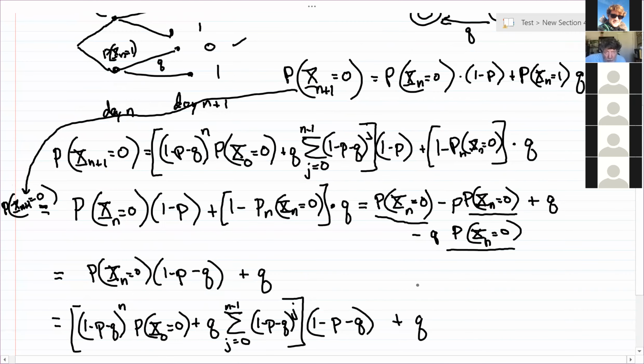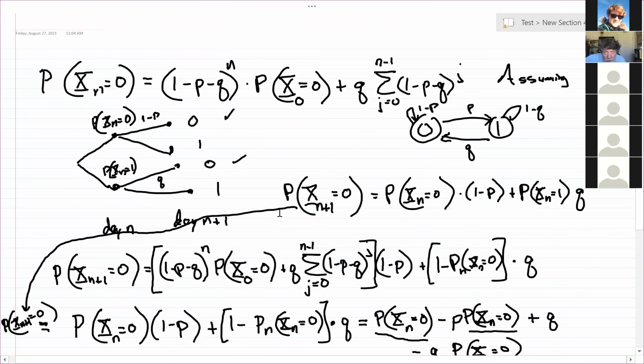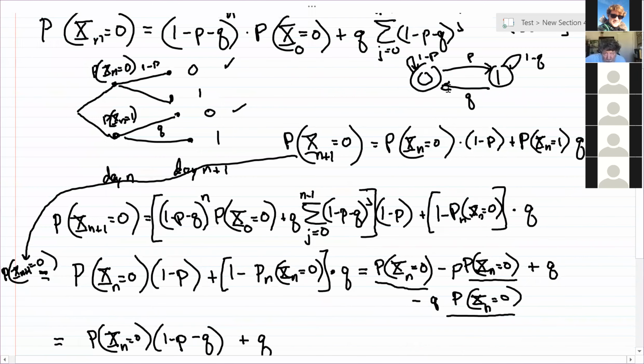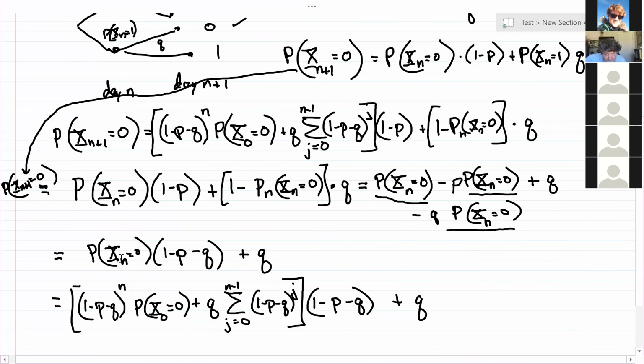So again, remember, we're assuming this. We're assuming that P_n at 0 is equal to this stuff. And so all I did at this point is put that in for P_n at 0. That's what it equals. And so now we have an expression for where we are at day n plus 1. So at day n plus 1, the chance that we're at 0 then is equal to all of this.